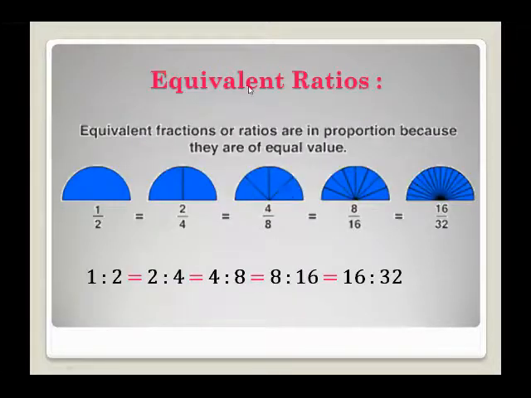Now students, we move towards another topic, which is equivalent ratios. What are equivalent ratios? Equivalent fractions or ratios are in proportion because they are equal in value. How are they equal in value? Just like we have a complete circle. If we divide a circle into two parts, then we write 1 upon 2. If we divide the half circle further into two parts, then we write 2 upon 4 is equal to 4 upon 8 is equal to 8 upon 16 is equal to 16 upon 32.